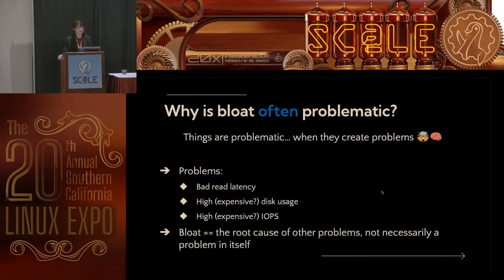Downstream effects that you might see from bloat, which make bloat worth addressing, either proactively or reactively, would be things like bad read latency, which you would see from the increased I/O, high, maybe expensive disk usage, and also high, potentially expensive IOPS, especially in systems like Aurora, where you're charged by IOPS. I have seen people want to address table bloat for this reason, because it can be an actual reduction in your price as well as your resource efficiency.